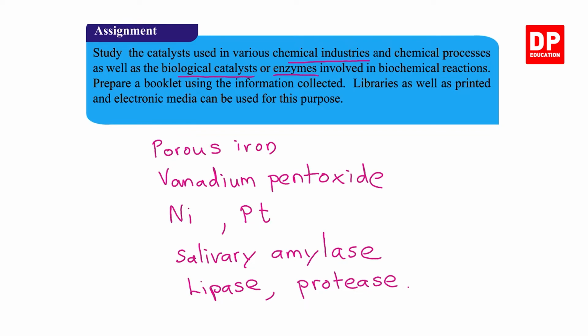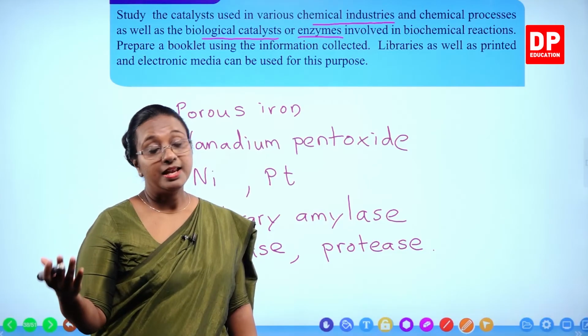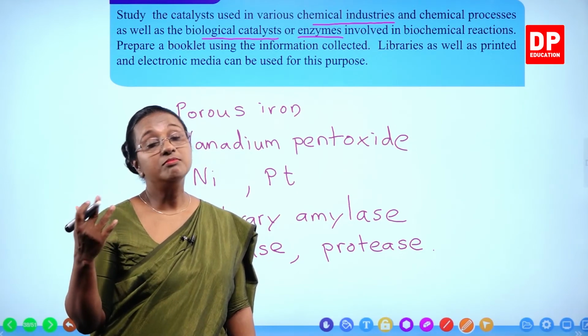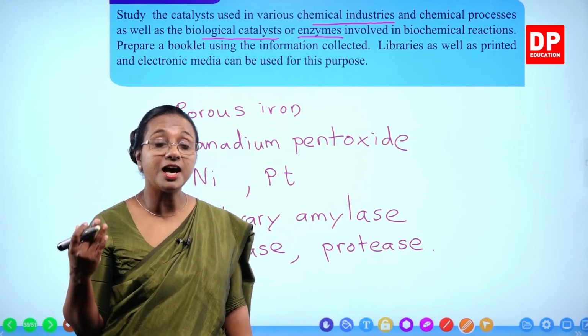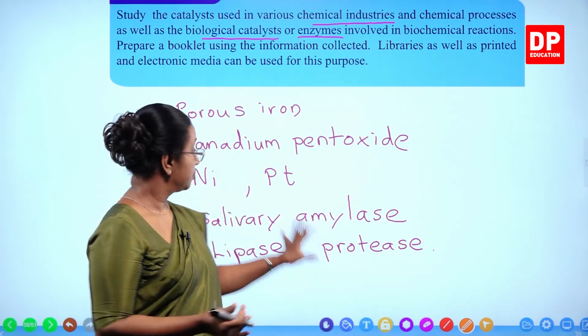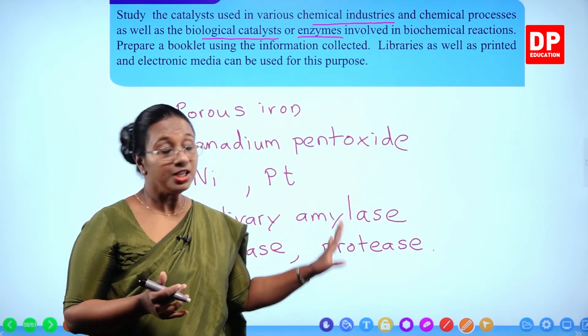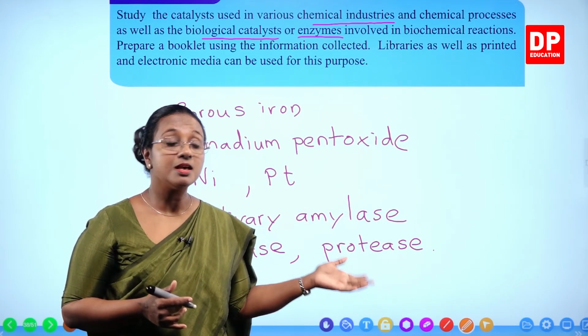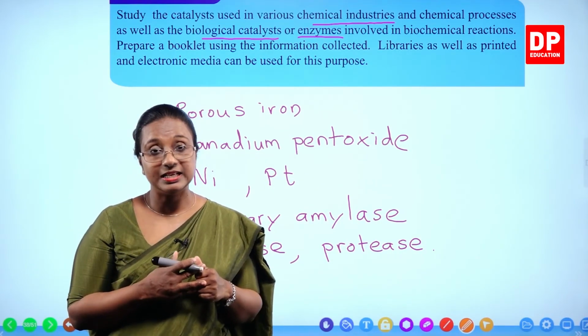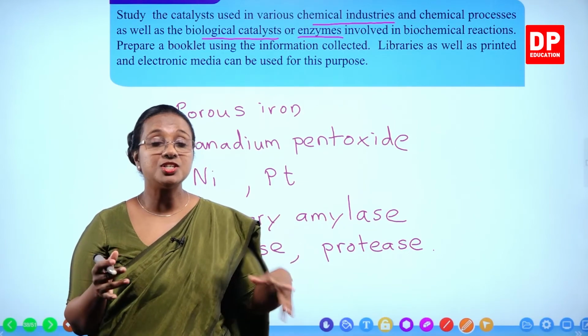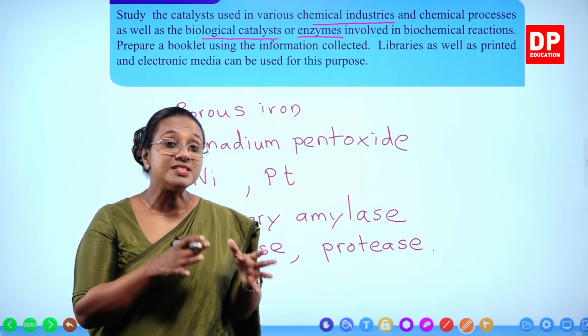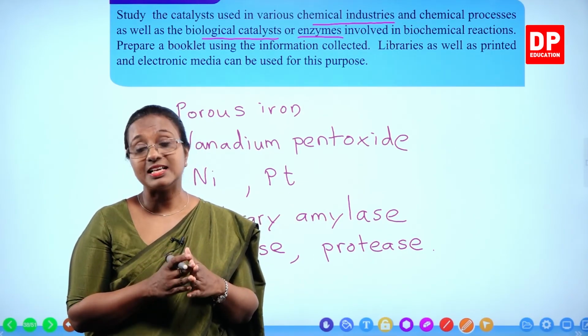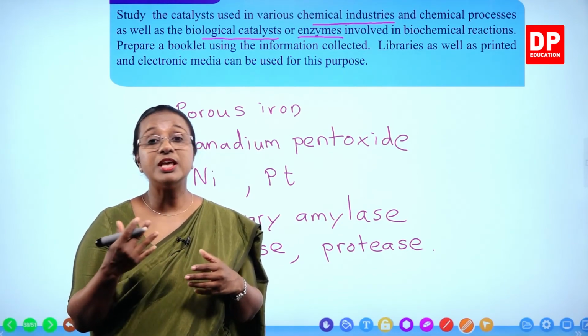In addition to that, I mentioned maltase, sucrase, then pepsin, trypsin, rennin. All these are different types of catalysts. So all those are there. You can get information from libraries, from printed materials, and also from the internet. So you collect information, their property, to what specific reaction they act as the catalyst, and how they are useful.